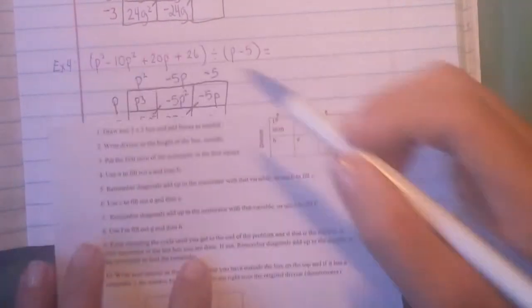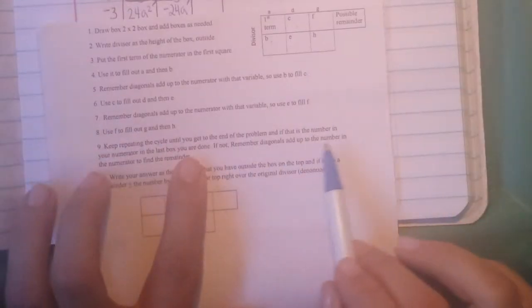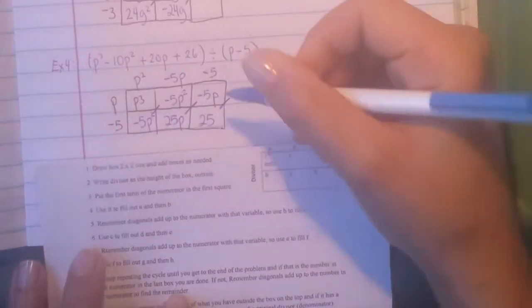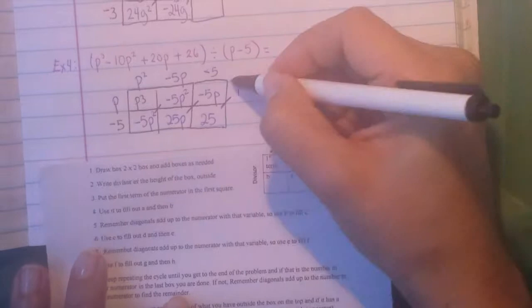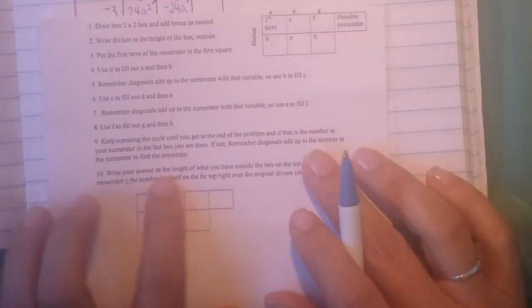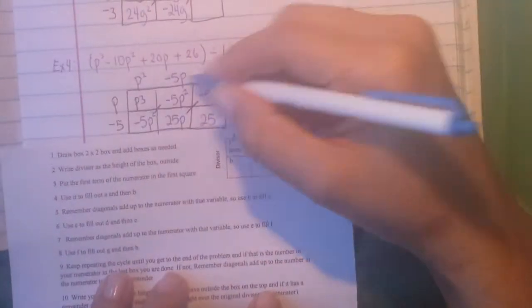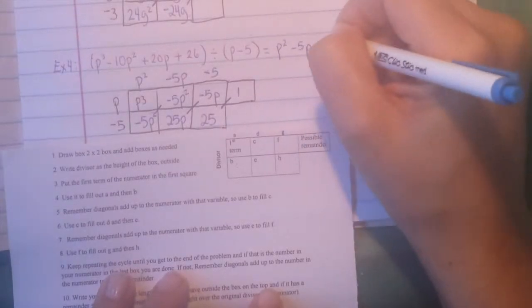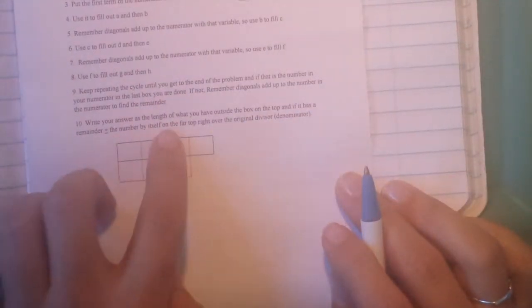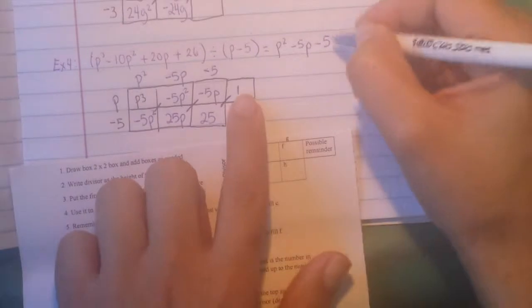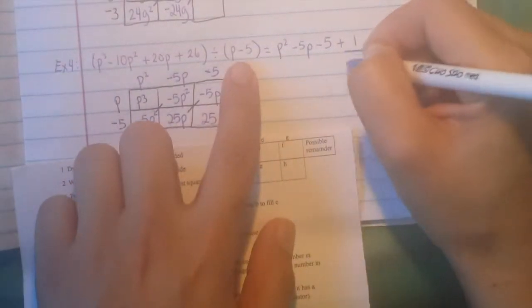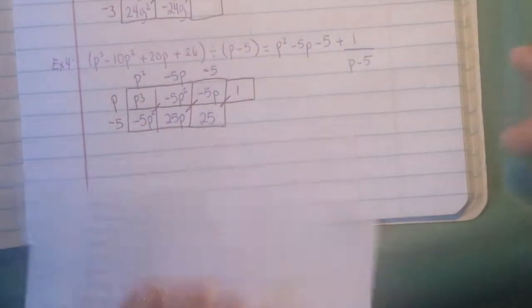Alright, so again, is that number 25 equal to 26? No. So that means I have a remainder. So the diagonal has to give me 26. I have to add one more. Alright, so I'm going to make my box. Now that gives me the 26. So actually that's my answer in this question with a remainder. So you have p squared minus 5p minus 5. And then plus or minus the remainder, in this case plus 1 over, and then the divisor is p minus 5.